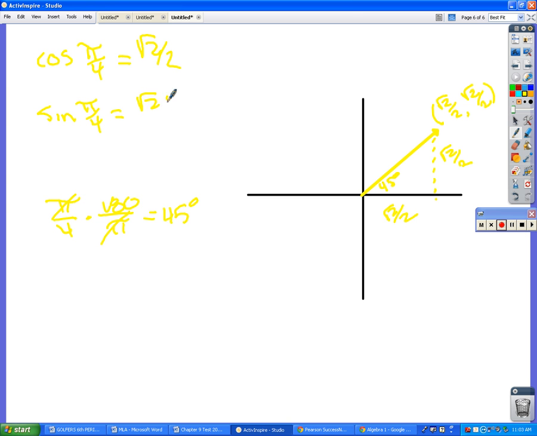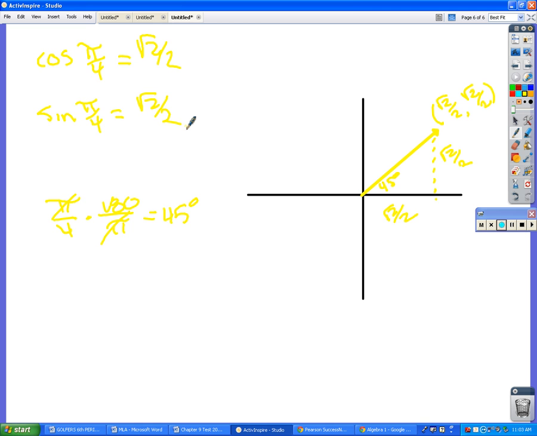So the cosine is the x-coordinate of that point, which is root 2 over 2. And the sine is the y-coordinate of that point, which is root 2 over 2. So all you need to do there is just take the radian measure, convert it into degrees, and do the same thing. It's always either going to be a 45, 45, 90 triangle, or a 30, 60, 90 triangle. So no big deal.